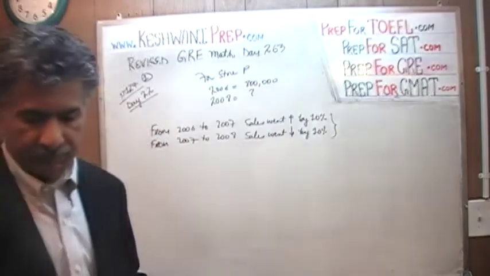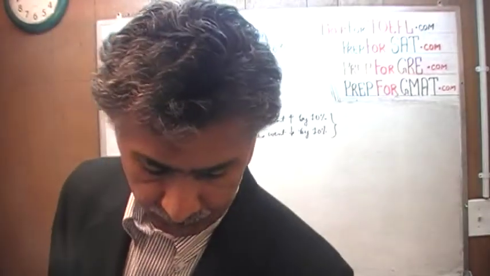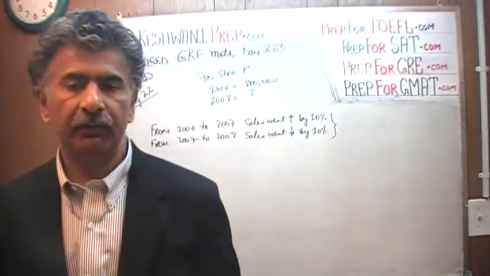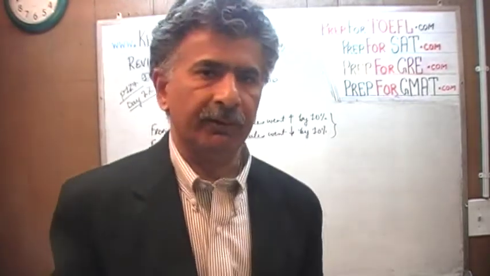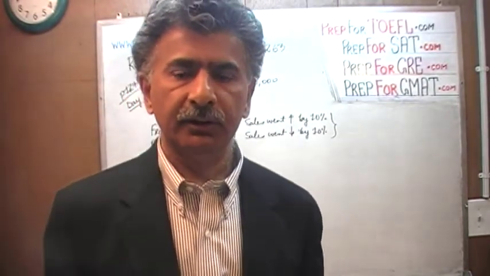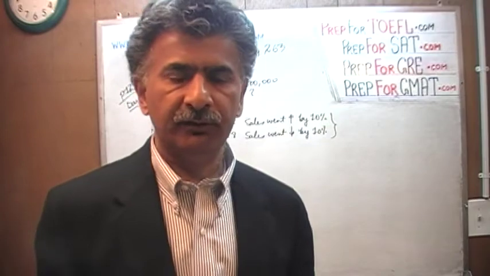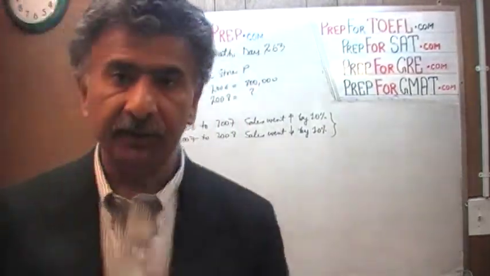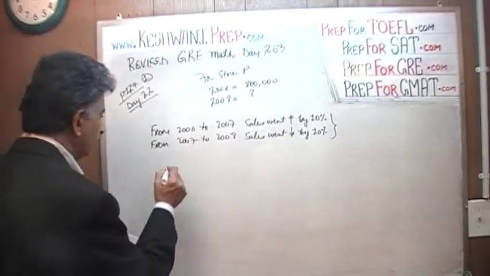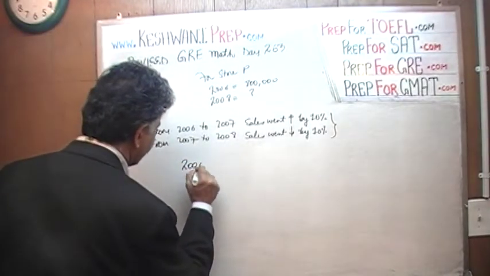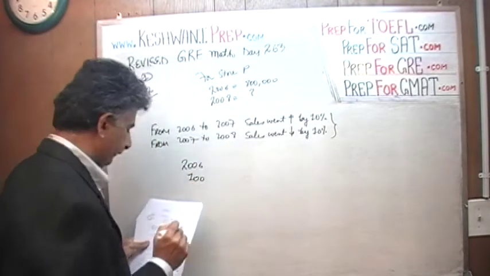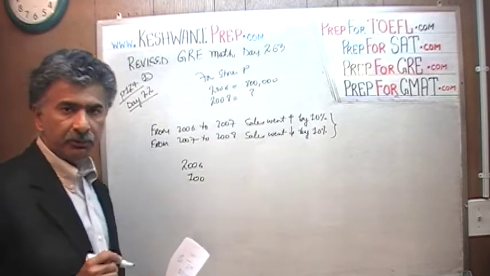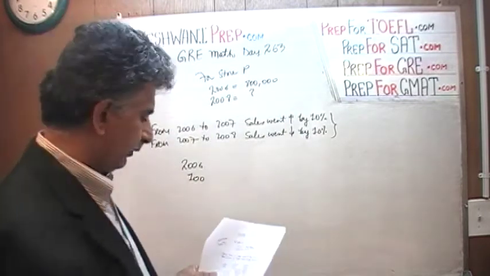The only concept that they're trying to test here is that some people in their haste might assume that, well, if it went up by 10% first time around, then it went down by 10% the next year, the final sales should be what you started out with. That, of course, is not the case. It is not the case because, for example, if in 2006 we had sales of $100, we're just plugging in 100 because it's a percentage problem. 100 is an easy number to plug in.